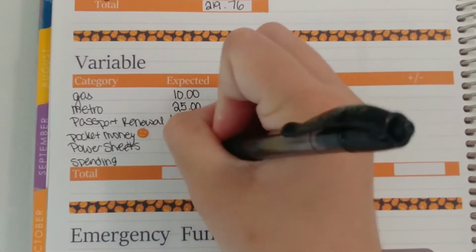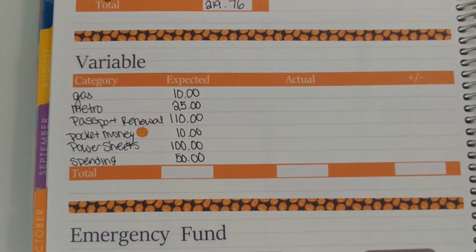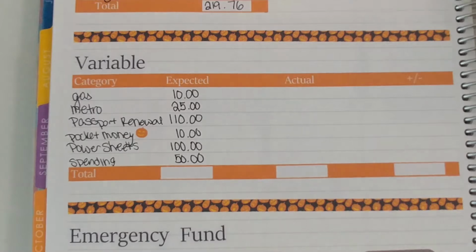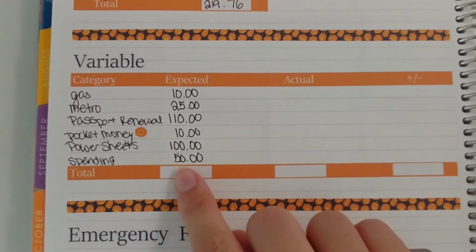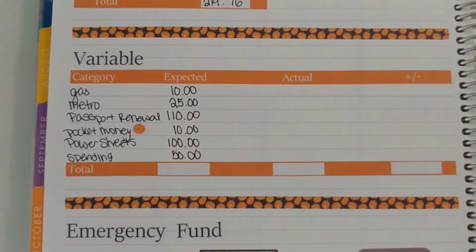I call it spending. I put $50 towards it. This is kind of my catch-all. So this is for any unbudgeted expense, or if I go over in anything, it kind of gets absorbed or taken out of this expense.